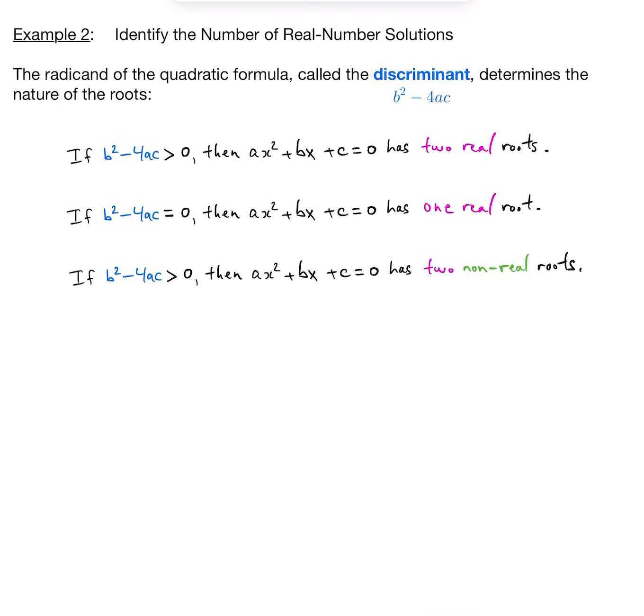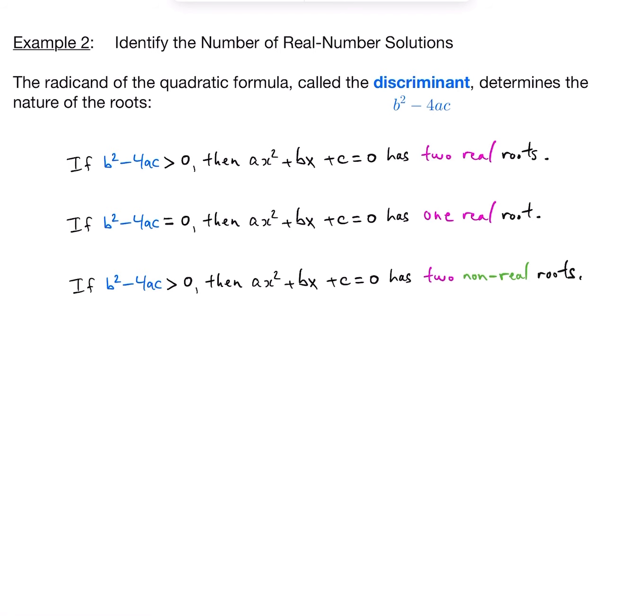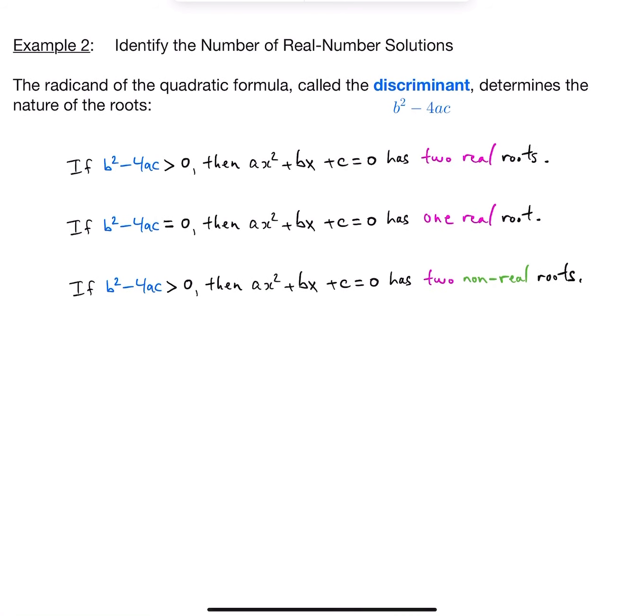Here we have a way to identify how many solutions are available in a particular quadratic equation. Here we're going to identify the number of real number solutions. This does not include imaginary numbers. Within the real number world, we're going to identify how many real number solutions there are. The way to do that is to use the radicand of the quadratic formula, in other words, the discriminant, or b squared minus 4ac of the equation.